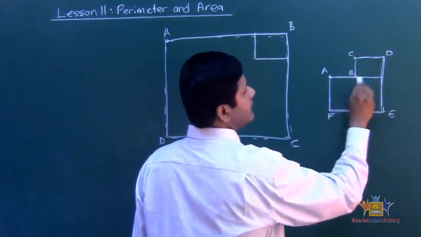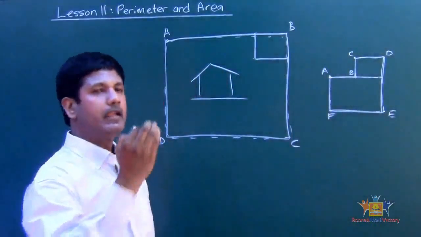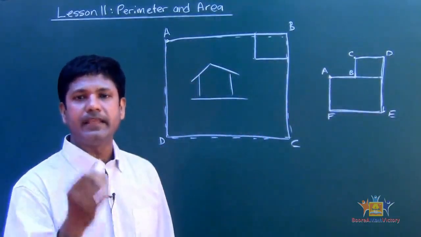Now what about this one? It is not included in the perimeter, alright? Keep in mind, inside the diagram, inside that figure, the length inside is not included, okay?